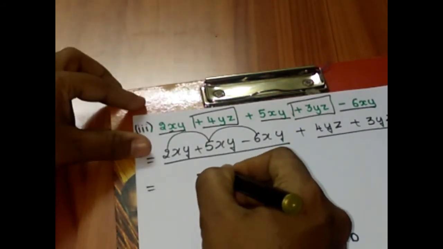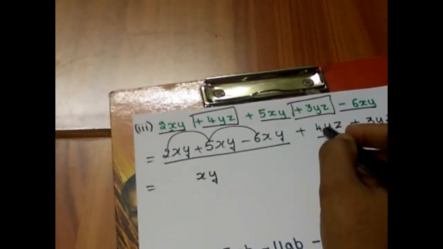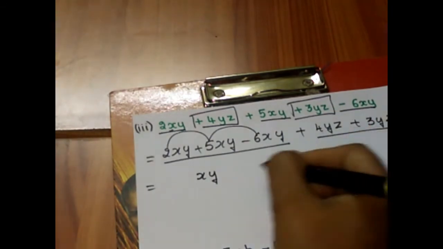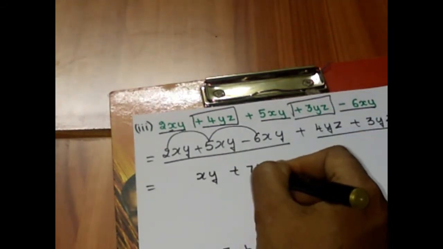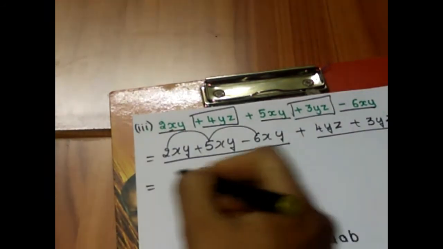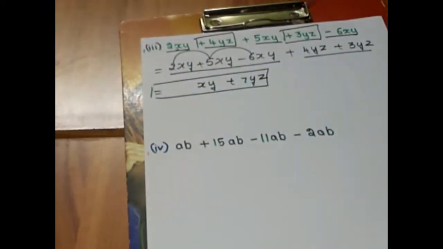So we write it as xy. 1xy is nothing but xy. In this case, both are plus. 4 plus 3 will be equal to 7yz. 4yz plus 3yz is 7yz. This is the solution. Next, question number 4.